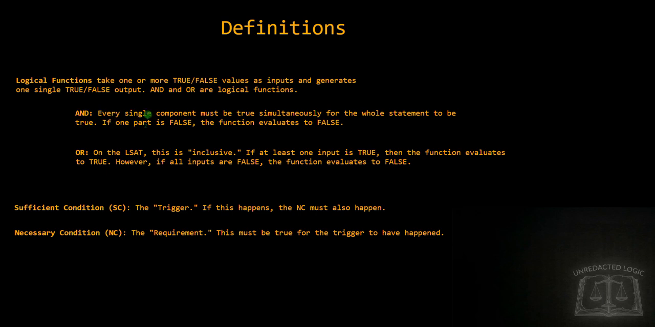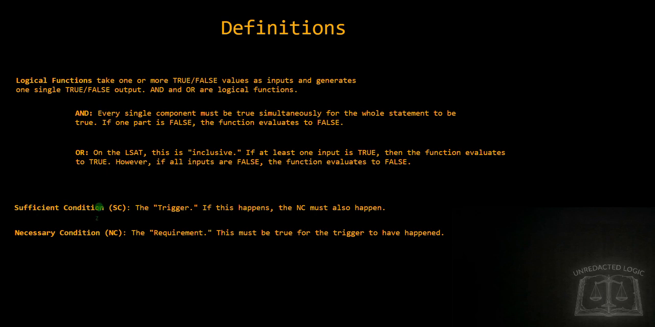And: every single component must be true simultaneously for the whole statement to be true. If one part is false, the function evaluates to false. Or: the LSAT uses the inclusive or as opposed to the exclusive or. If at least one input is true, then the function evaluates to true. However, if all inputs are false, the function evaluates to false. And this is the only time that or would evaluate to false. If all the inputs are true, the output of or would be true as well.